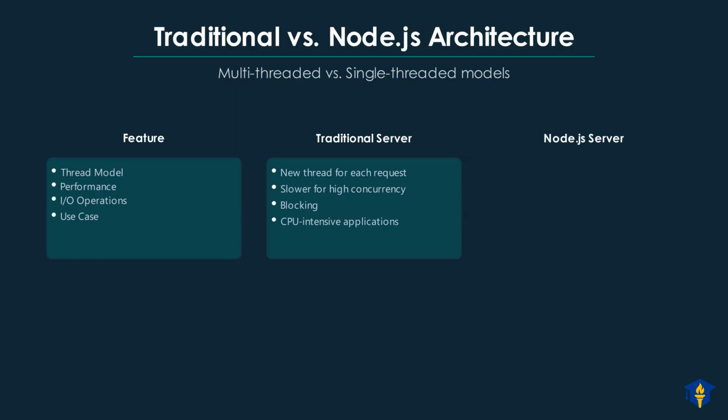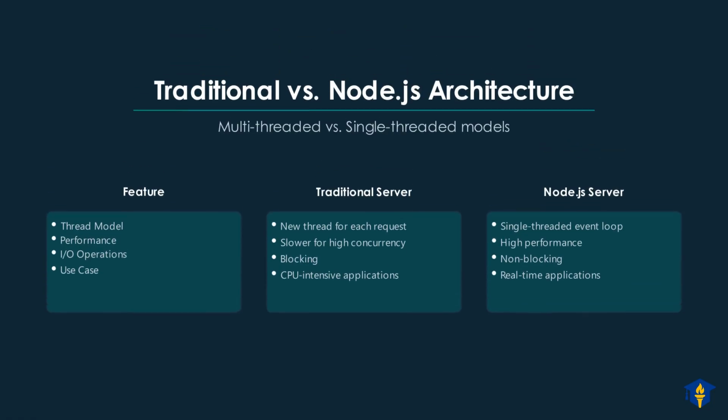Moving on, let's examine the distinct architecture of a Node.js server and its advantages. Node.js uses a single-threaded event loop to efficiently manage all incoming requests asynchronously. This design enables high performance and efficient handling of multiple requests simultaneously. Critically, its input-output operations are non-blocking, allowing it to process multiple tasks concurrently. Node.js is therefore ideal for real-time applications, APIs, and microservices requiring speed.